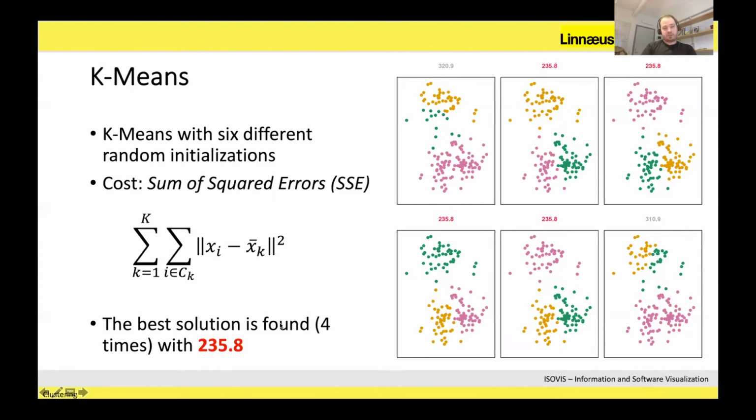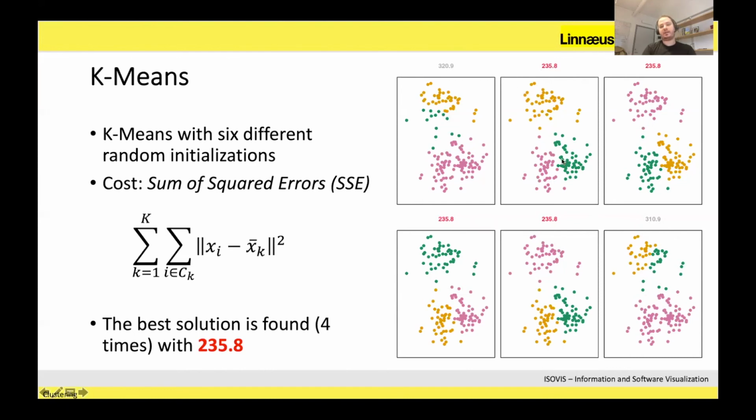The best solution is found 4 times with a cost of 235.8, which doesn't mean anything by itself, but it's possible to compare it to other solutions. For example, the first solution here had a cost of 320, and the final solution here had a cost of 310, so they were not good. And these 4 solutions here are exactly identical. They have the exact same cost of 235.8.